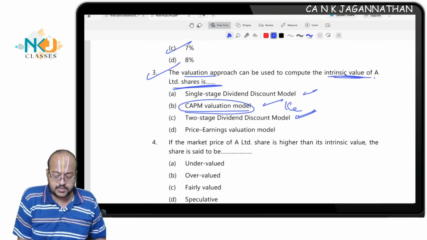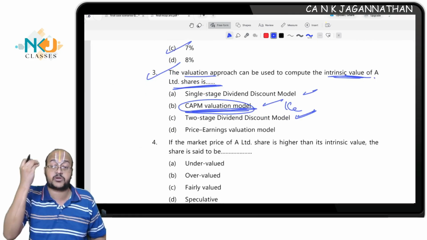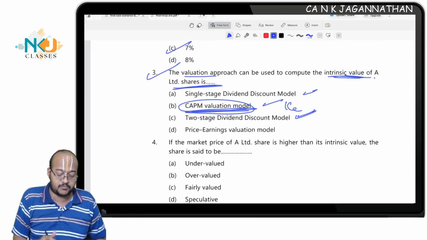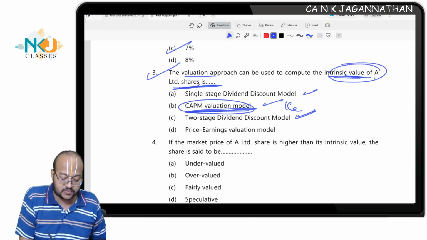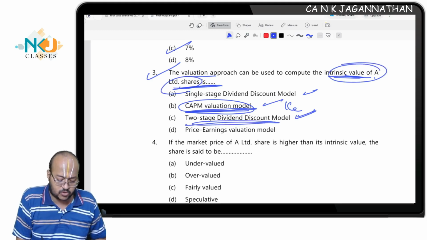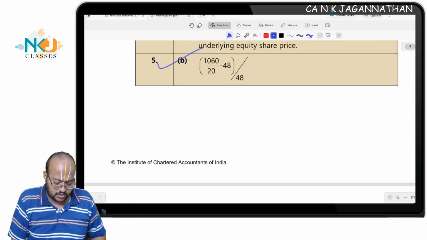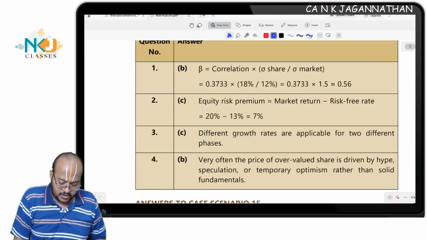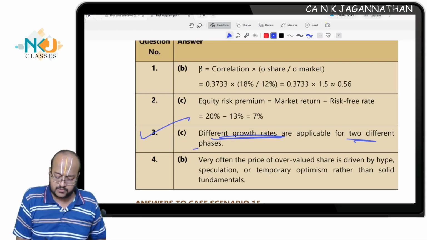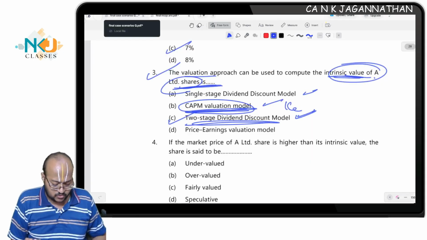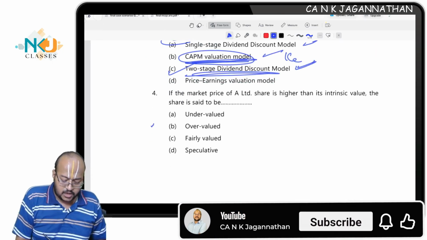You may argue, sir, there is a CAPM valuation model. That is because to find out the KE you use CAPM. But here they have asked how to find out the intrinsic value of A Limited share, so the two-stage dividend discount model should be there. 3C should be the solution. Let's just check what they have given here. 3C. Dividend growth rates are different, two-stage dividend discount model.